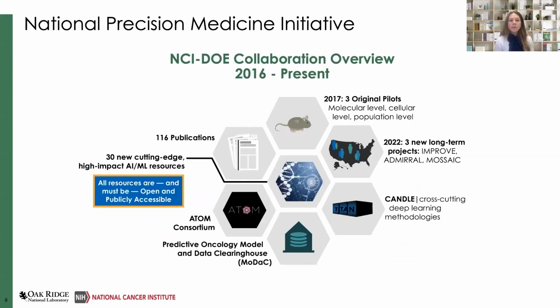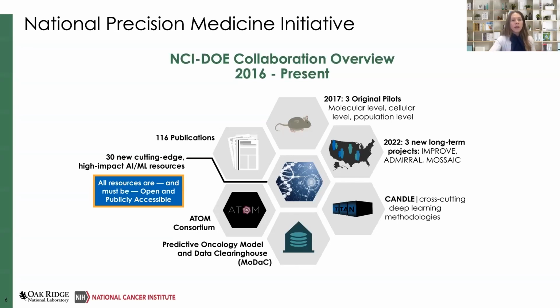The program was set up as part of the National Precision Medicine Initiative, and it started in 2016, and it continues to move forward. So there were 3 original pilot programs, one on molecular level analyses, one at cellular level, and one at population level. Our program, MOSSAIC, is the continuation of the population level program. And all of the programs are supported by CANDLE, a cross-cutting deep learning methodology framework that allows us to do the work that we do.